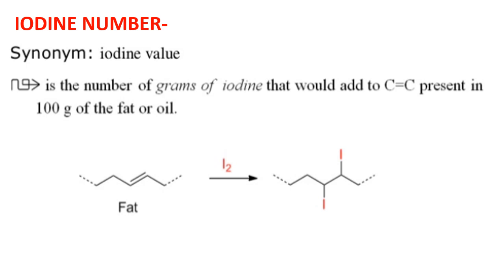Iodine number, also called iodine value, is the number of grams of iodine that would add to the carbon double bond carbon present in 100 grams of fat or oil. When fat reacts with iodine, at the carbon double bond carbon present in any compound, iodine will bind to the same carbon which is bonded to another carbon by the double bond, and it will form an iodinated compound.